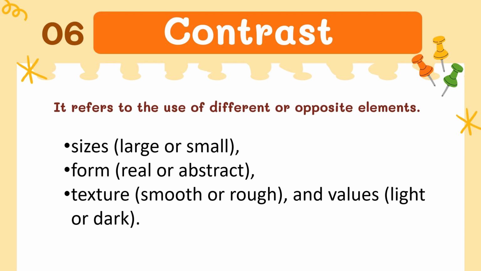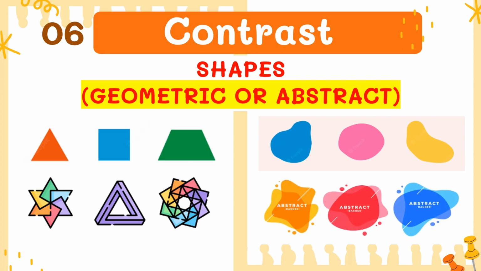Another basic principle, number six in layout and design, is contrast. When you consider the word contrast, it refers to the use of different or opposite elements, such as contrast in size, contrast in form, contrast in texture, and contrast in shape. When you say shapes, we have different kinds of shapes that contrast or differ from one another, and those are geometric or abstract shapes.